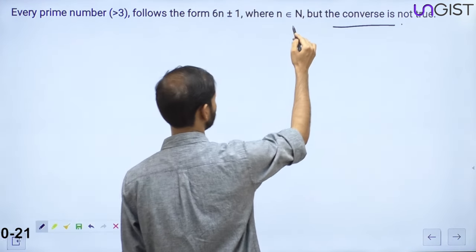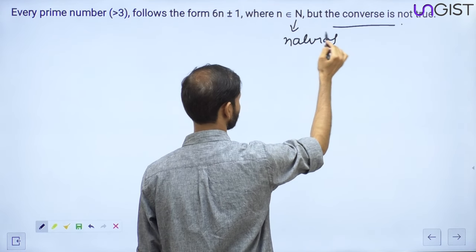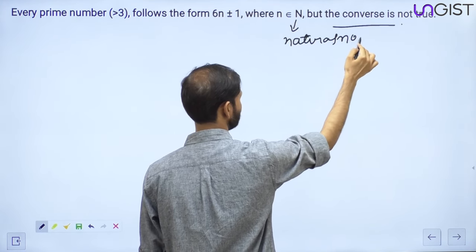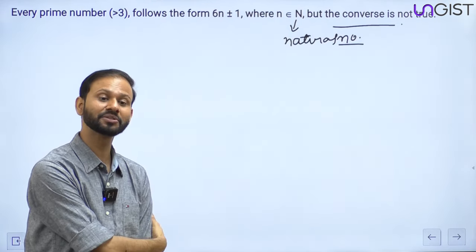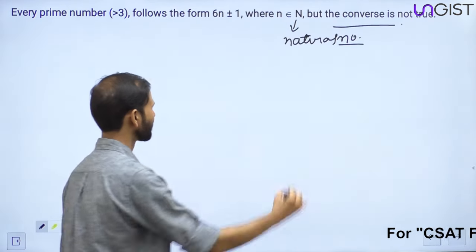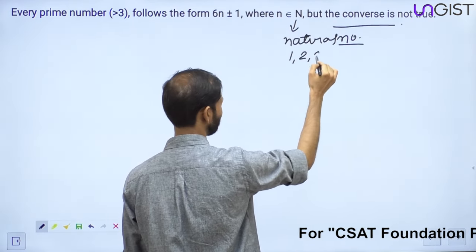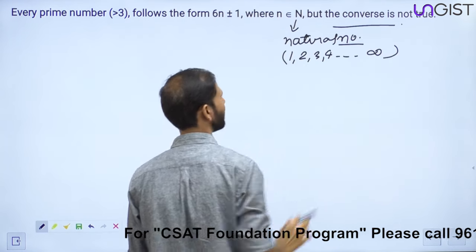Capital N is the natural number. What are natural numbers? Positive 1, 2, 3, 4, 5 up to infinity, right? These are natural numbers. 1, 2, 3, 4, 5, 6 up to infinity. These are natural numbers, right? Acha, all of you.